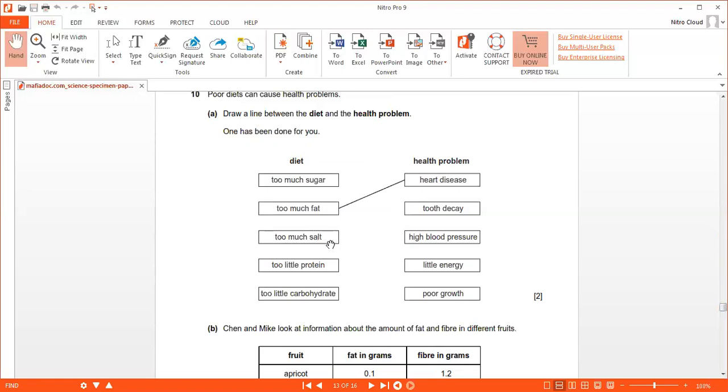Too much salt. Salt will cause high blood pressure. Too little protein. Protein is important for growth, so too little protein will affect growth, so it causes poor growth. Too little carbohydrate. It's important for energy, so too little carbohydrate, the problem will be little energy.